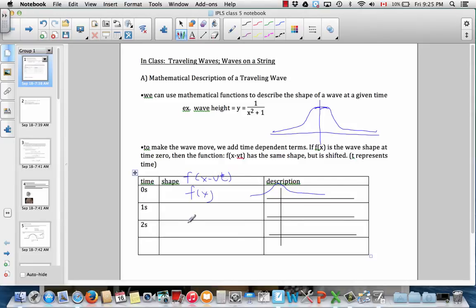But if time is 1, then our function is f of x minus v. And you may know from your study of transformations in Math 11 that that just moves the whole graph over to the right. So instead of being centered on 0, it's now centered on v. And if you put in a time of 2, then it's x minus 2v. And so we see that the wave pulse is now moved over again.